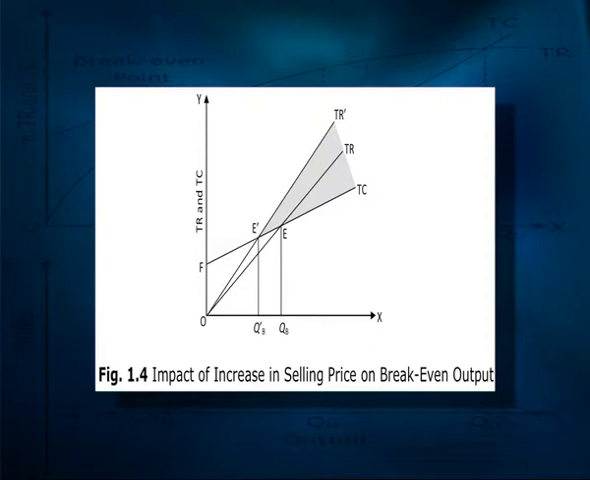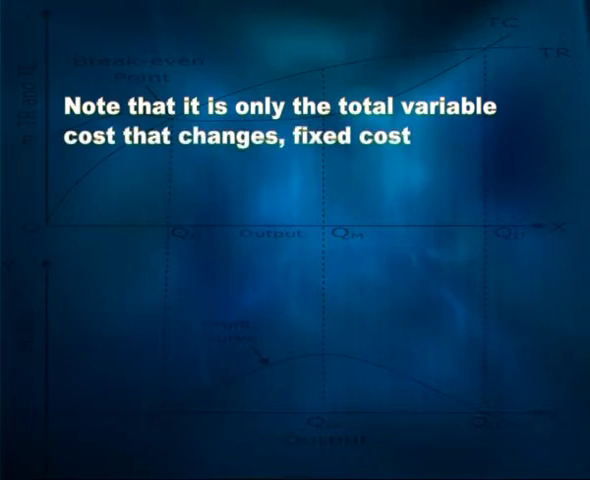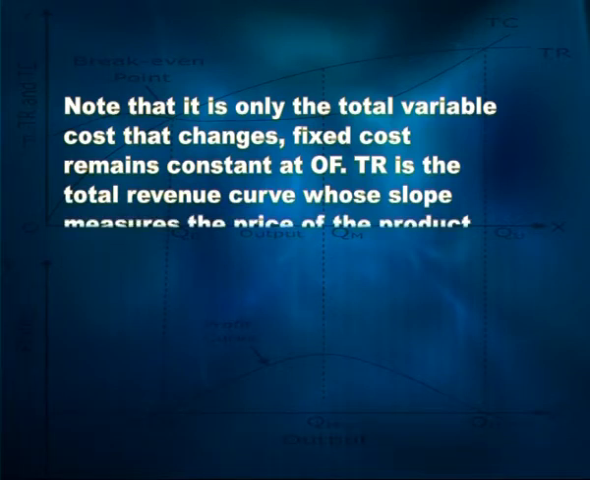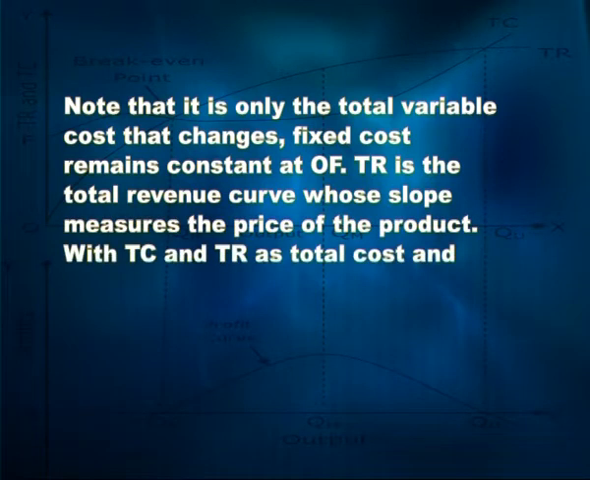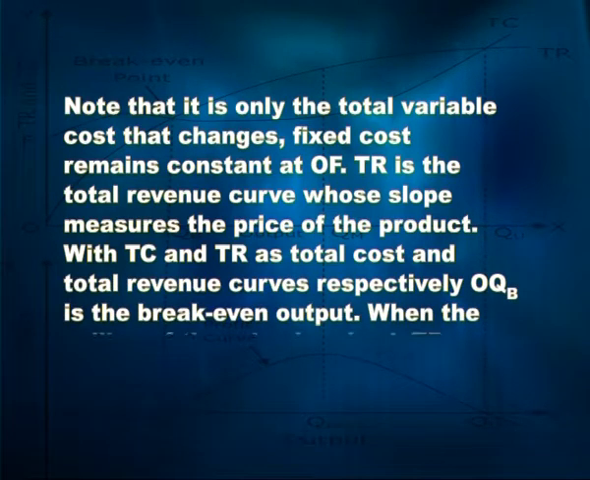It may be noted that a hike in the selling price of the product would make the total revenue curve TR more steep. In image 1.4, the TC curve portrays the change in the total cost as a firm expands its output. Note that it is only the total variable cost that changes. Fixed cost remains constant at OF. TR is a total revenue curve whose slope measures the price of the product. With TC and TR as total cost and total revenue curves respectively, OQB is the break-even output.